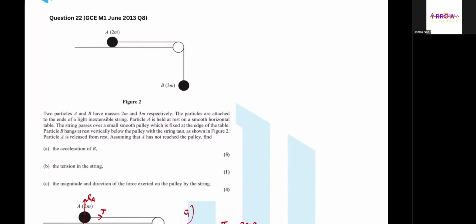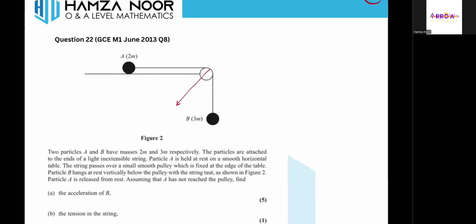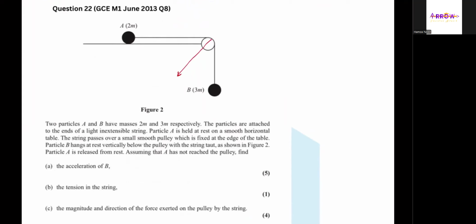Now in part C, it is asked to find the magnitude and the direction of the force exerted on the pulley by the string. So for that purpose, we will discuss this part C on the next page. So basically, what is the required force over here? We need to find the force exerted on the pulley by the string. The string is basically above the pulley, okay? So the force which is exerted by the string on the pulley, this is the required force. So here I have marked this force over here.